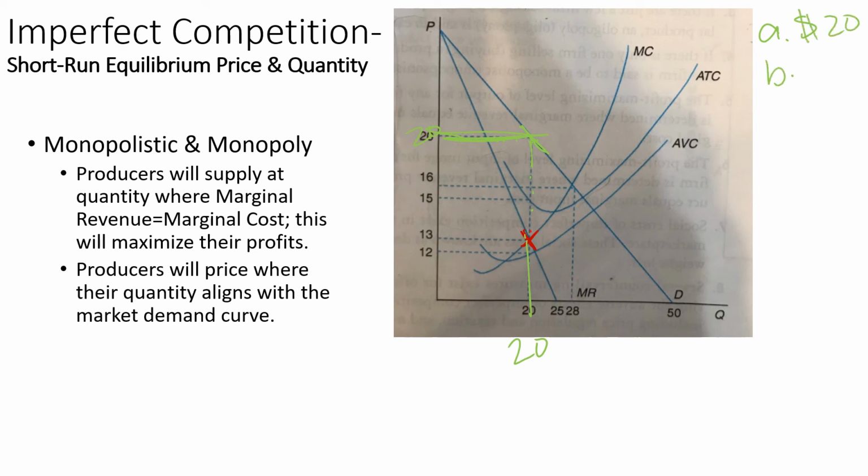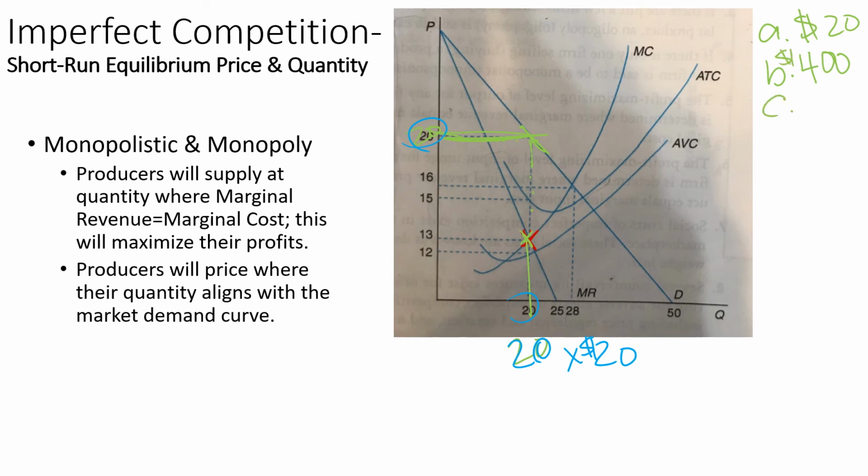$20. Okay, B says calculate the total revenue accruing to the monopolist at the profit maximizing output. This is the profit maximizing output. So they are selling 20 units for $20, right? Here's our $20, here's our 20 units. So our total revenue that we are bringing in is 20 times 20, which is $400 for revenue.